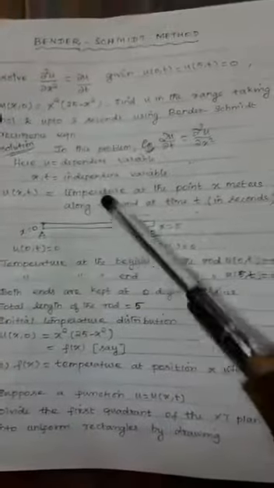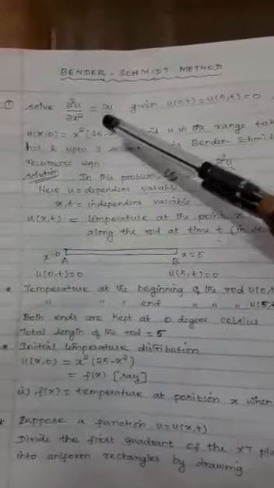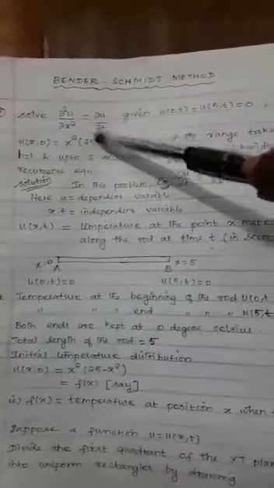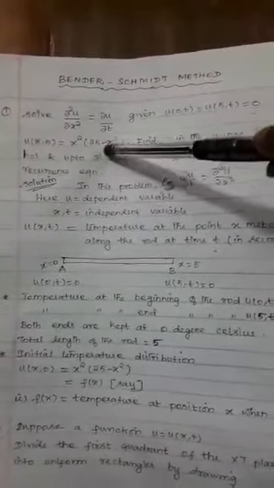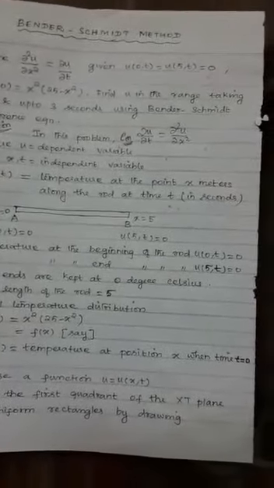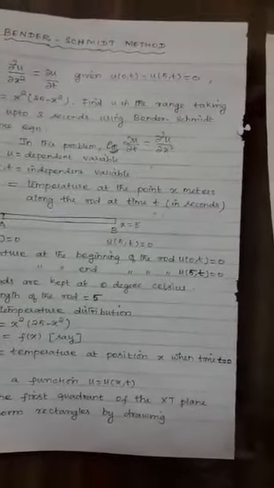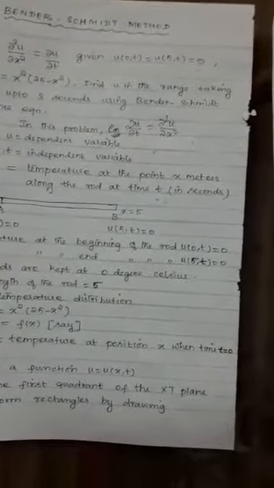Now one more data is given in the problem, that is u(x,0), the initial temperature distribution, u(x,0) = x²(25 − x²), which you can assume as f(x), where f(x) is nothing but the temperature at position x when time t is equal to 0. Now our aim is to find the value of u, that is, we need to find u = u(x,t). u(x,t) represents the temperature at the point x along the rod at time t.